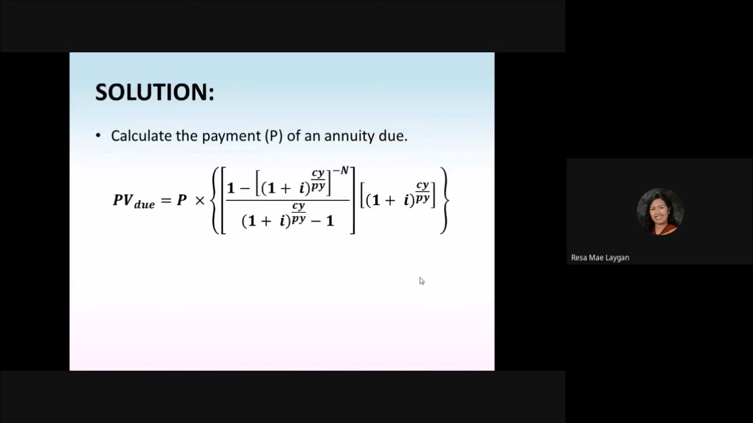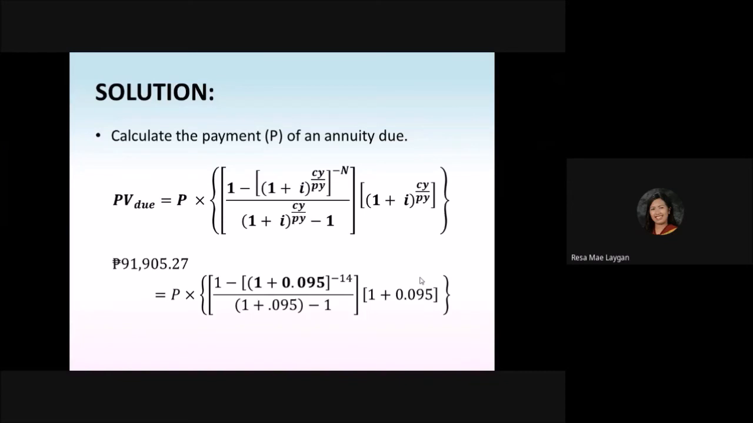So your next step is to calculate the payment of an annuity due, because in the problem, the question is what is the size of the payment, and that pertains to the payment of an annuity due. So take note that the present value of the annuity due is equivalent to your future value, right? So you have 91,905 pesos and 27 centavos. This is your present value of the annuity due, which is equivalent to the future value that you already solved, and the annuity payment here is unknown.